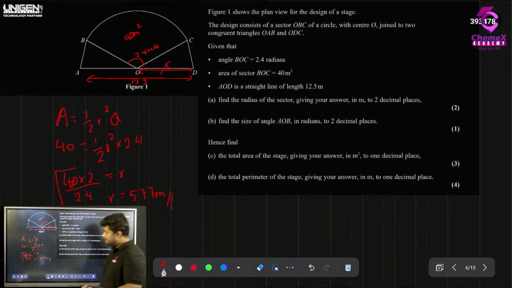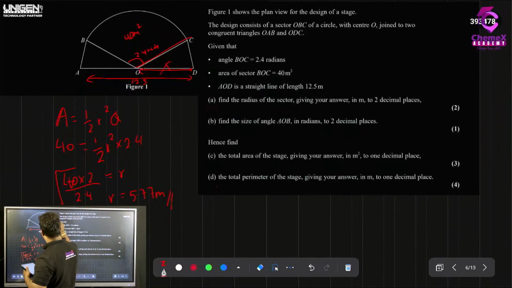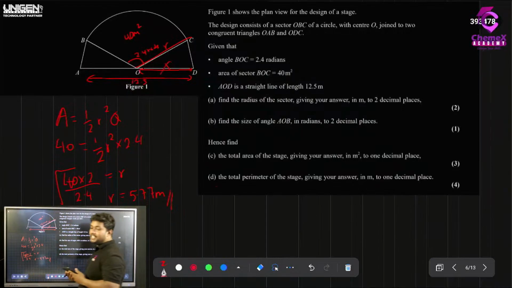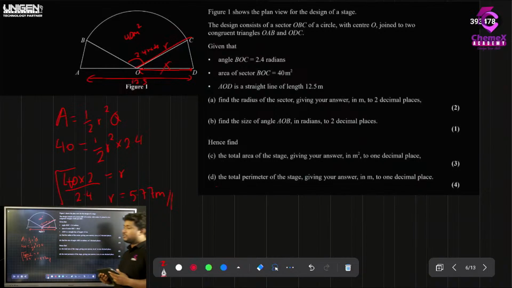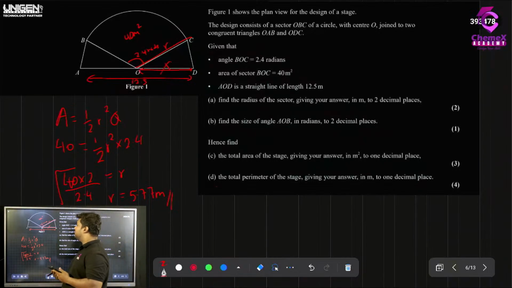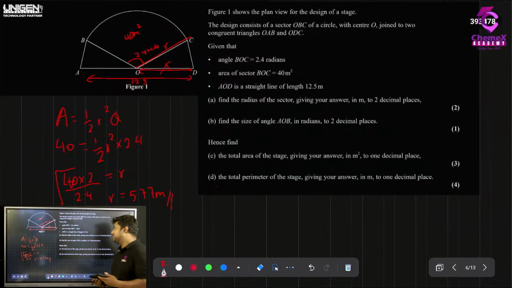Got it, sir. So can we assume OC is half? Yeah, OC is the radius. But we can't assume OD is the radius because D is not on the circle. Got it? Yeah. So that's the tricky part.